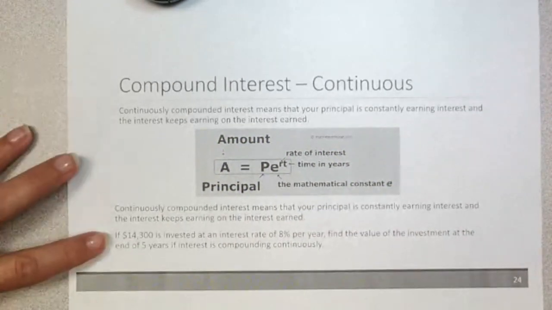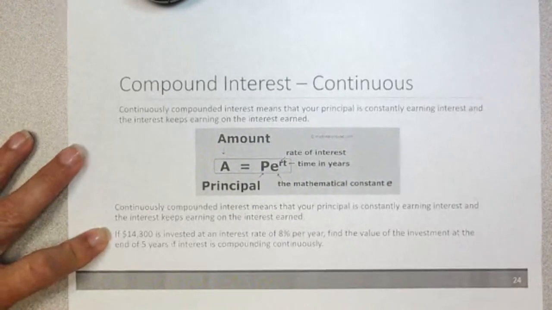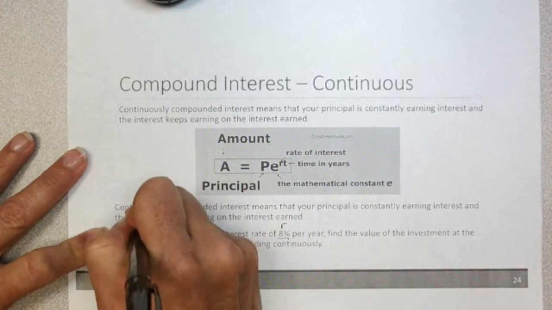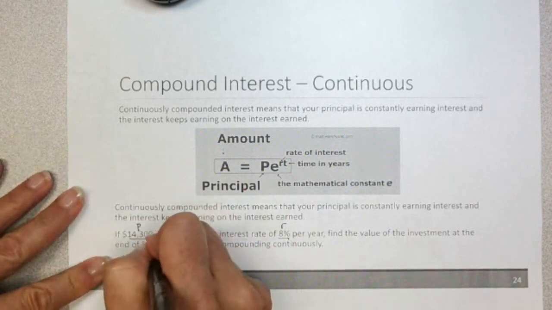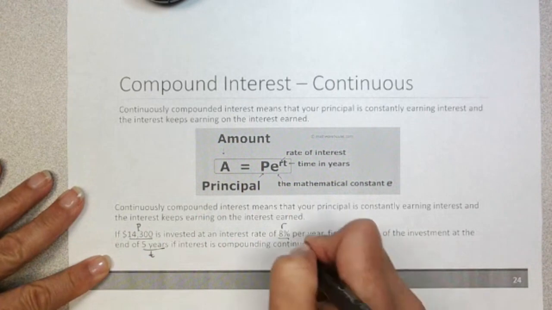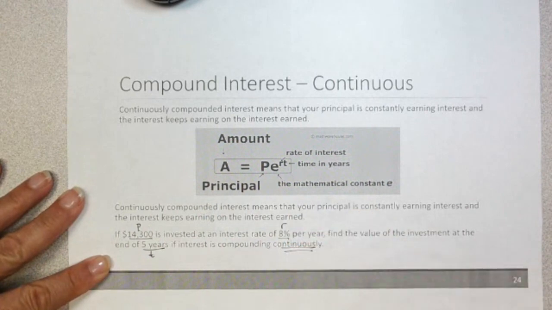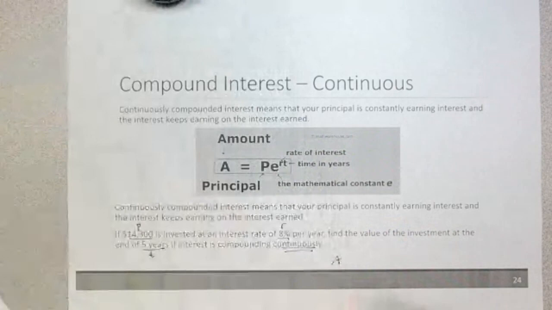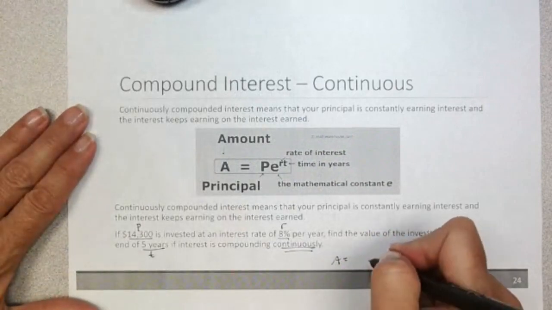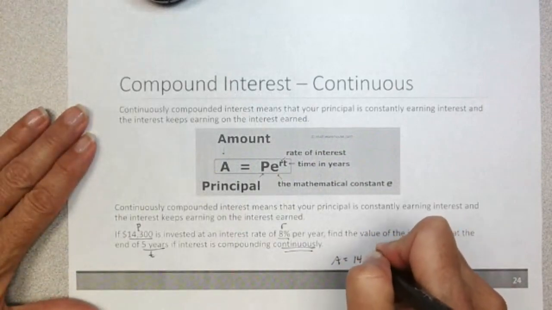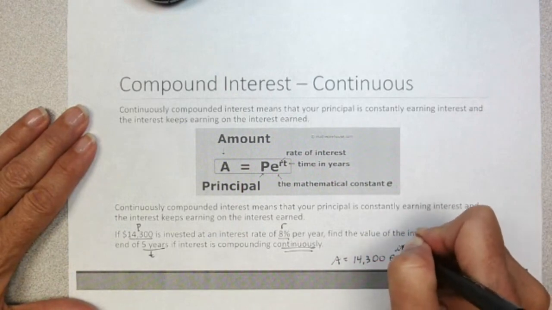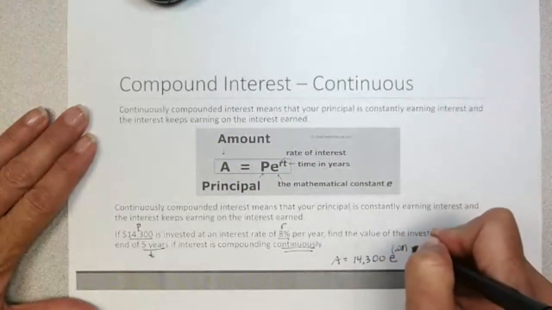So if we have that same $14,300 at that same interest rate of 8% per year, and we're investing it for that same 5 years, but we're compounding continuously, we should get even more than we did when we compounded daily, 21,332. Let's find out. That future value is going to be that principal amount, 14,300, times e raised to the r, that's 0.08, times t, that's 5.